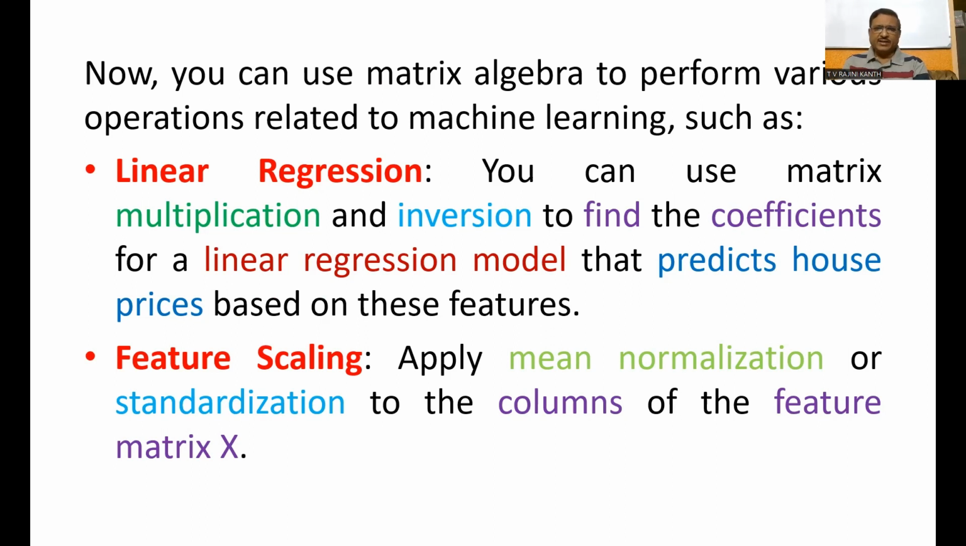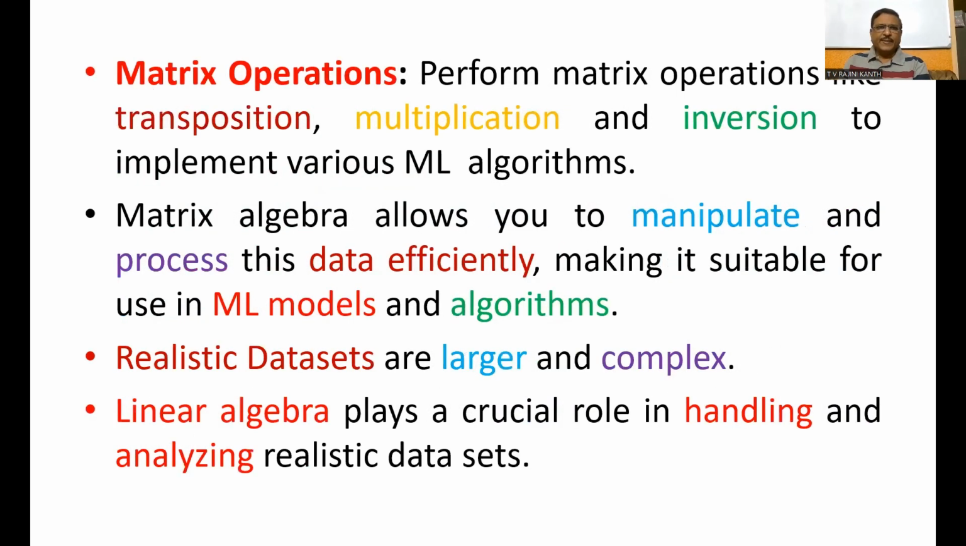And feature scaling. Here, if the attributes are of different sizes, that means the ranges of each attribute are different, then we have to normalize or standardize the columns of the feature matrix X. Then only can we predict the house price in an efficient manner. So the matrix operations are transposition, multiplication, inversion. Like this, many matrix operations can be implemented for various ML algorithms.